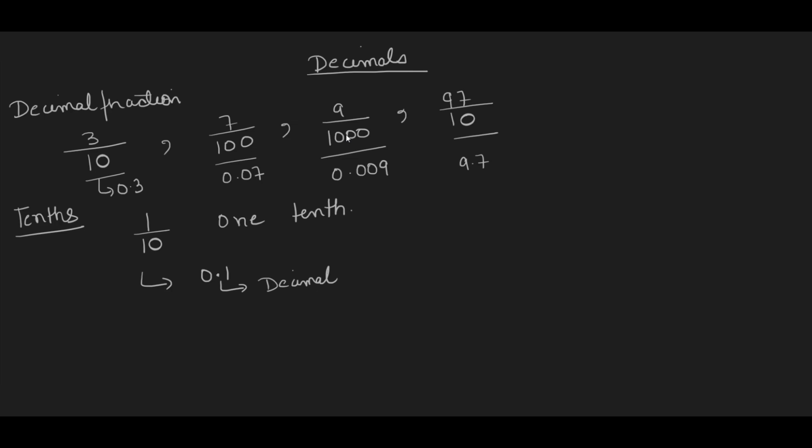Okay, children. So what is one-tenth? The fraction 1 by 10 names the number one-tenth. So the name of this fraction is one-tenth, and it can also be written as 0.1. Decimals.